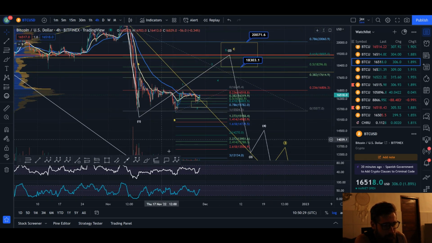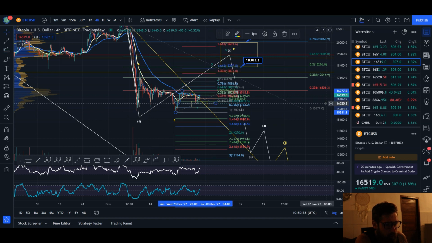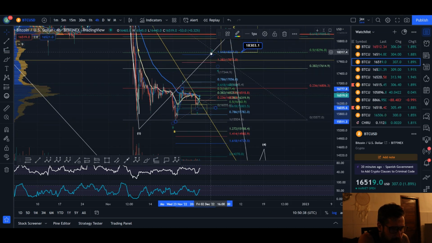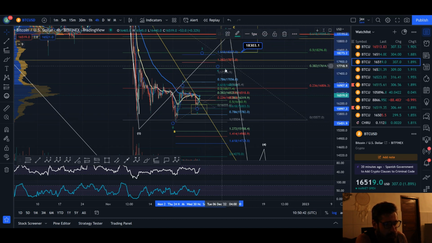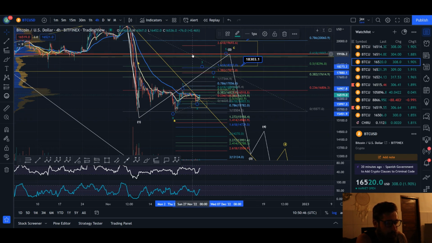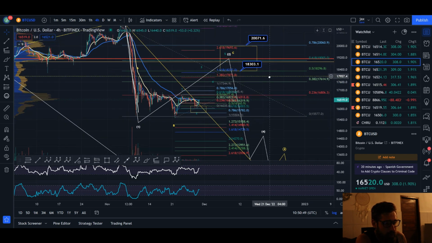So I'll give you a target for that. Take your trend-based extension from the bottom of wave 1 to the top, to the bottom of wave 2, and you would target the 1.618, which is currently coming in at about 18.2, 18.3K. You'd see a wave 4 pullback and a final wave 5 to put in that wave C between about 18.3 and about 20.7K.